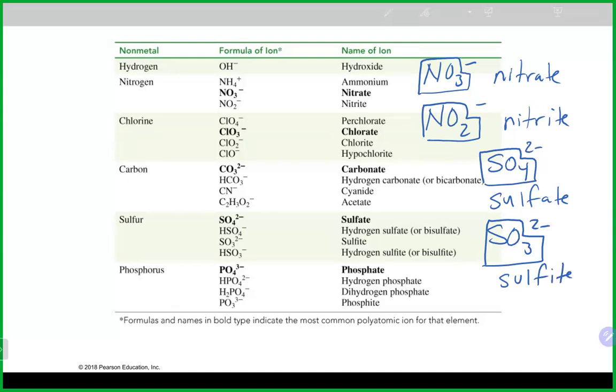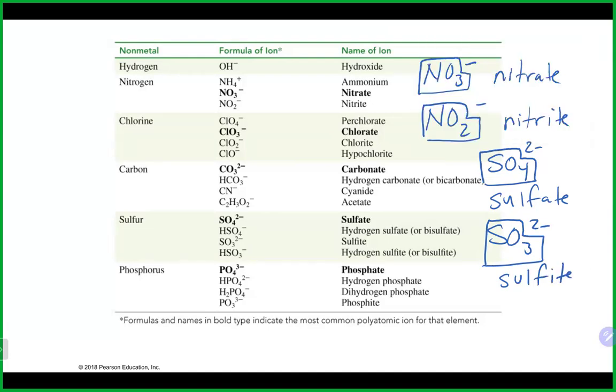First off, what is the difference between these two guys? The only difference is the number of oxygens. Yeah, they both have a -1 charge, right? They both have a nitrogen. The only difference is the top one has 3 oxygens and the bottom one has 2. How about these two? What is the only difference between these two? The number of oxygens. They both have a -2 charge. They both have sulfur, and one has 4 oxygens and one has 3 oxygens in this case.